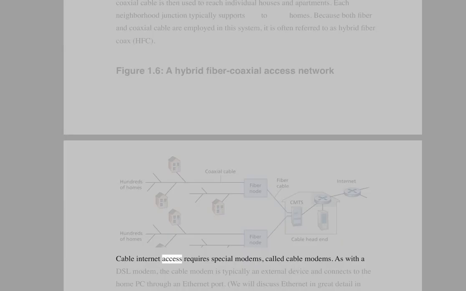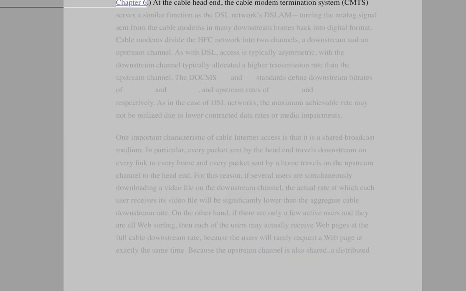Cable internet access requires special modems, called cable modems. As with a DSL modem, the cable modem is typically an external device and connects to the home PC through an Ethernet port. We will discuss Ethernet in great detail in Chapter 6. At the cable head end, the Cable Modem Termination System, CMTS, serves a similar function as the DSL network's DSLAM, turning the analog signal sent from the cable modems in many downstream homes back into digital format.